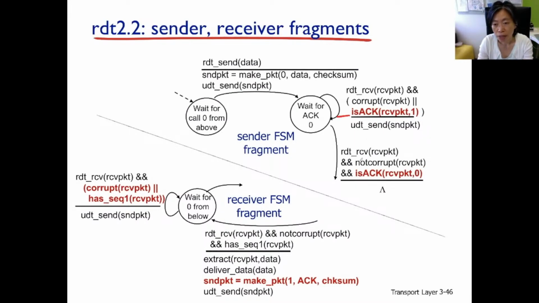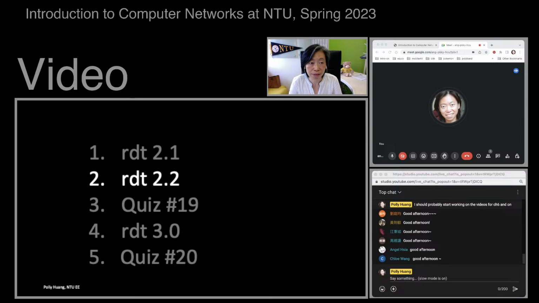So we change this line as well as this line. So this line is what? Expecting 0, so check whether the sequence number equals 0. This is also now exact, and this should be carrying sequence number 1. All right, so that's all for RDT version 2, okay?